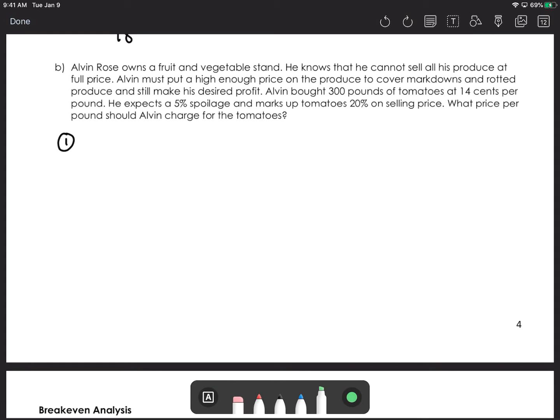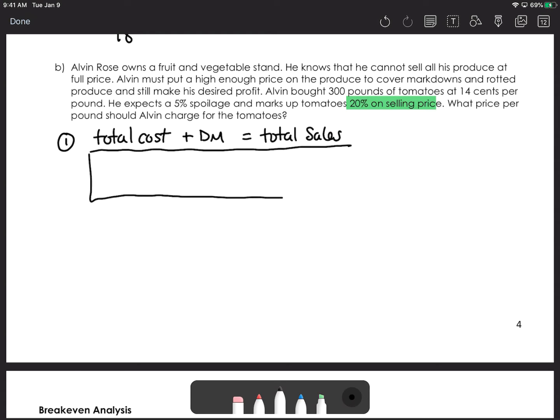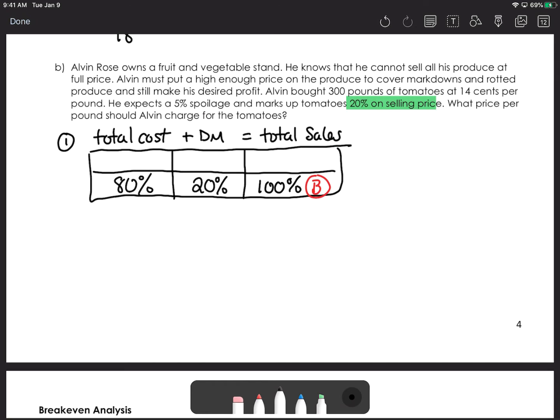So it's 20% on the selling price. So when I figure out what the total sales is, I'm going to use the selling price as my base. So I'm going to have the total cost plus the dollar markup would give me my total sales. Now, since the selling price is the base, we're going to mark this as 100%, so this is our base. And then the percent increase is going to be the 20%. And since whatever the percent of the total cost is, plus the 20% has to be equal to 100%, the total cost percent has to be 80%.